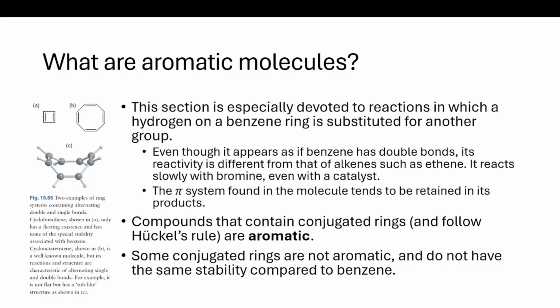Now, I also want to talk about what aromatic compounds are. These are just compounds that contain pi conjugated rings and follow a particular rule known as Huckel's rule. Even if there are conjugated rings, say for example cyclobutadiene or cyclooctatriene, although they are conjugated, they're unstable and they're not going to be aromatic, because they don't follow Huckel's rule.